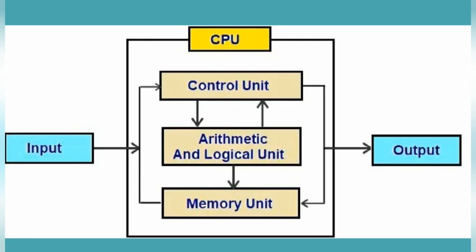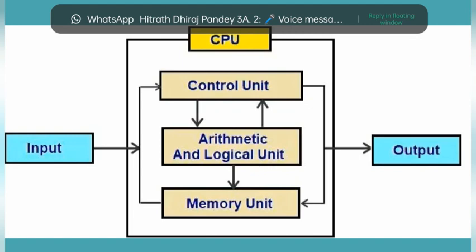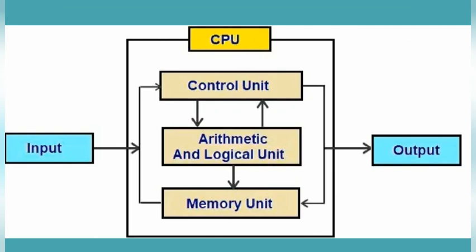Now, the arithmetic and logical unit. This unit performs all the mathematical and logical operations. Mathematical operations such as 2 plus 2, 10 plus 10 and so on. And logical operation means where you have to use the human brain, like finding some correct answer or finding something around the world, that comes under logic.